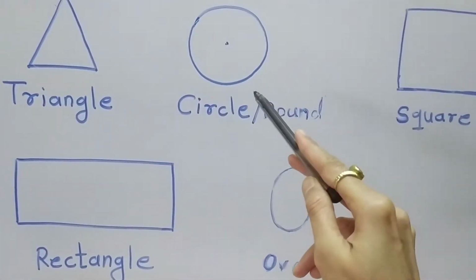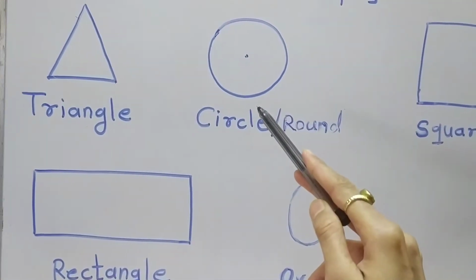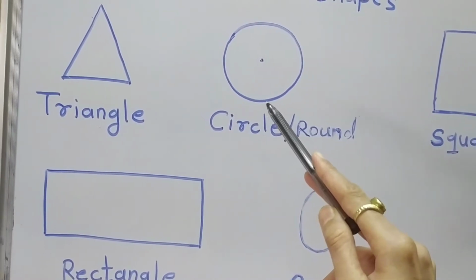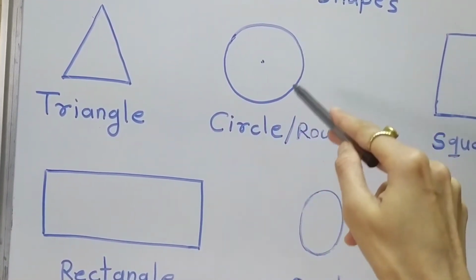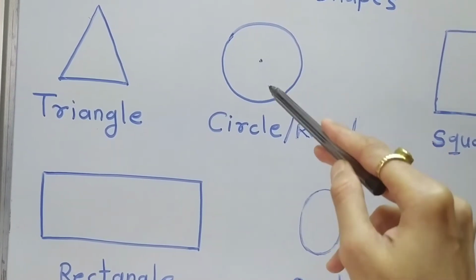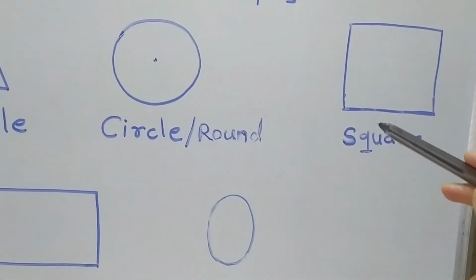Then our second shape is the circle. A circle is a round shaped figure that has no corner and no edges. It has no corner and no edges. Understood? Then the third shape is the square.